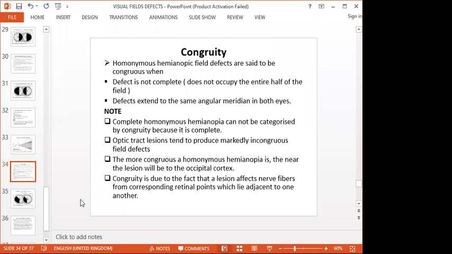For the meaning of congruity, congruous: if the defect is not complete, does not occupy the entire half of the field, defects extend to the same angular meridian in both eyes. That's congruous. They appear the same, you know. Optic tract lesions tend to produce markedly incongruous defects. The more congruous a homonymous hemianopia is, the nearer the lesion will be to the occipital cortex. Occipital cortex lesions are the ones which give congruous defects.